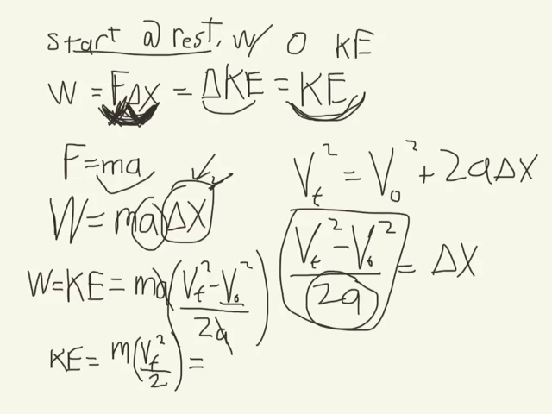And we can rewrite this. M times Vf squared over 2 is the same as half mv squared.